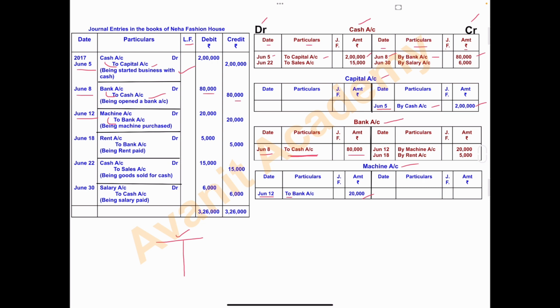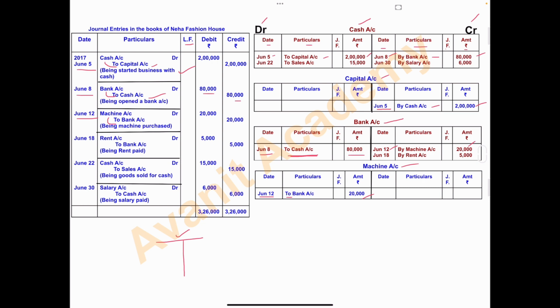So in this third transaction, which account is credited? Bank account. So the bank account we have already prepared. The bank account is credited, so we have to write on the credit side on June 12. Against which account is this bank account credited? Machine account. So write here by machine account 20,000. Understood? Bank account is credited by machine account.